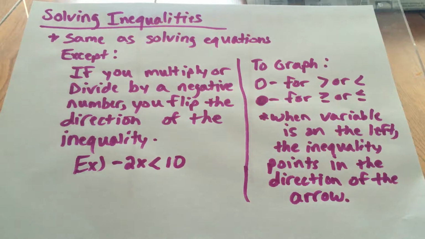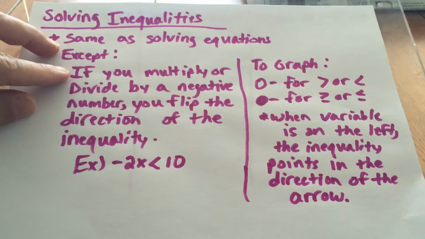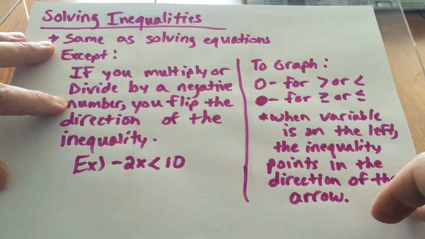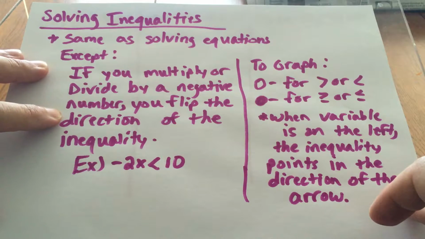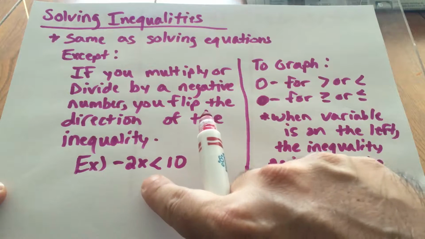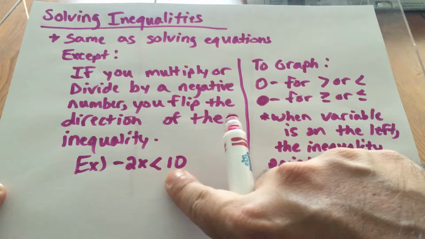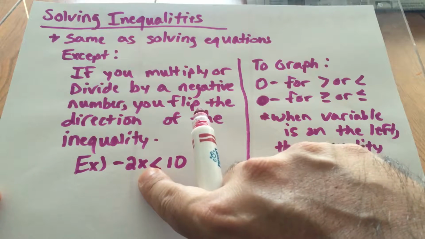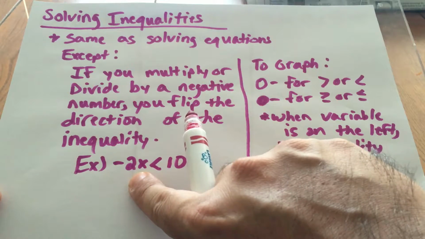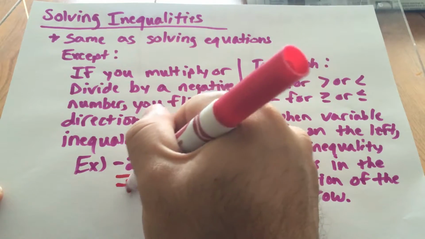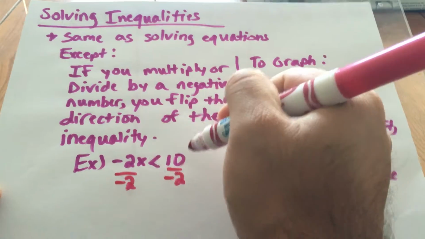Okay, so the rule that changes here, the thing that's different about solving inequalities, is this little thing here. If you multiply or divide by a negative number, you have to flip the direction of the inequality. Okay? So an example of what I mean here is written right here. If I'm solving this inequality, remember the goal is to get x by itself. So if I'm getting x by itself, then I have to divide both sides by -2.